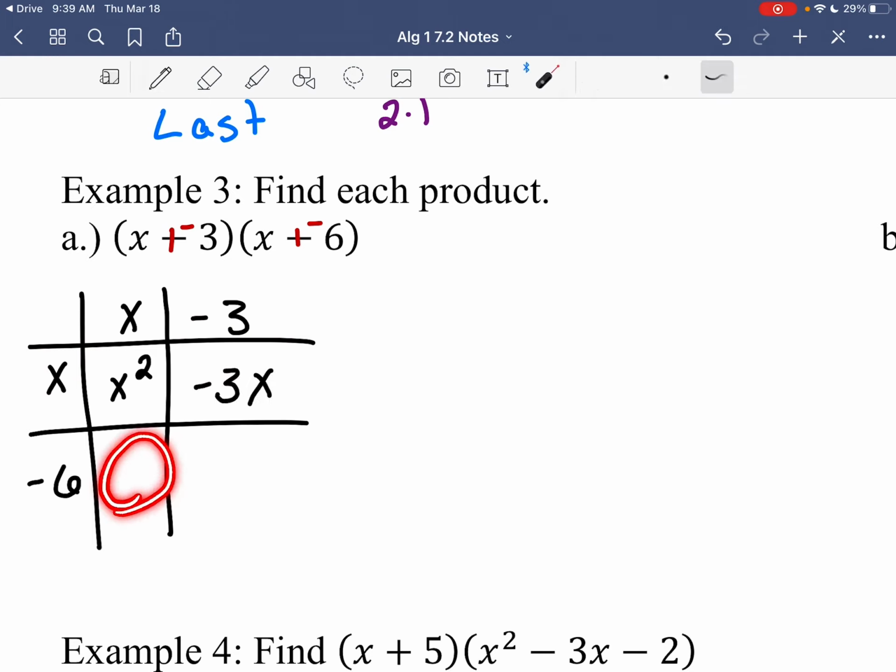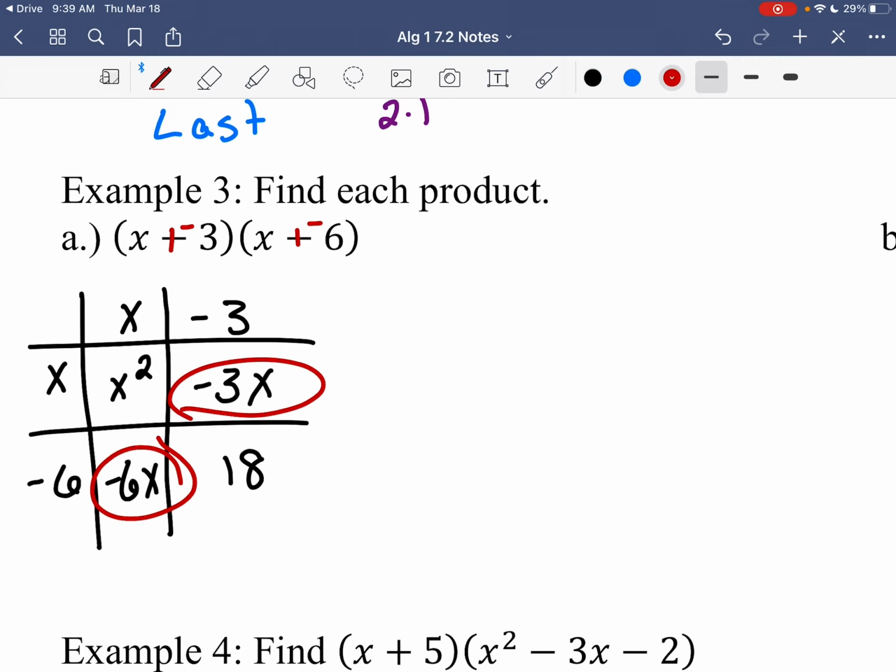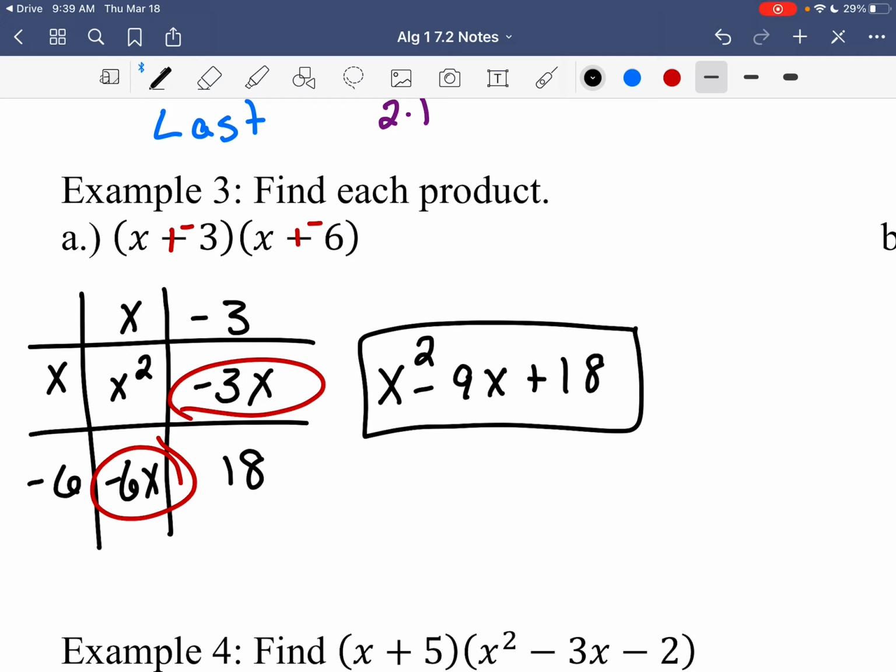Now I'm going to multiply the x times the negative 6, which is negative 6x. And then here I'm going to multiply the negative 6 times the negative 3. Negative times negative is positive 18. Normally we don't write that positive in there, it's just 18. Now we look for like terms. This 3x and this 6x are like terms, so I can add them. I want my x squared first. Negative 6x, negative 3x is negative 9x plus 18. There's my multiplication using a table.